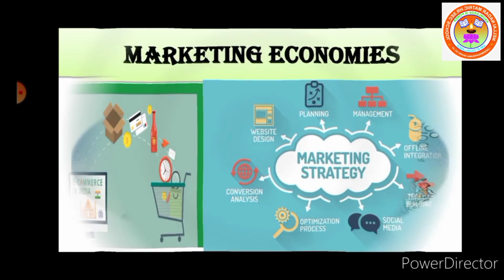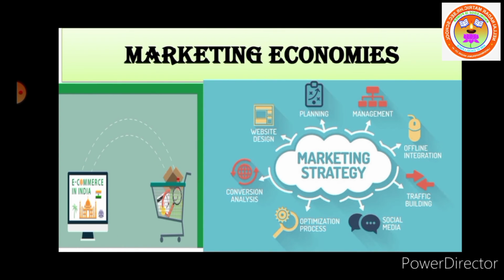Next, let us see marketing economies. In the marketing economies of scale, with large scale production, the producers can buy raw materials in bulk at cheaper cost and can take the products to distant markets. They enjoy a huge bargaining power. Marketing economies of scale arise from the ability to spread advertising and marketing budget over an increasing output.